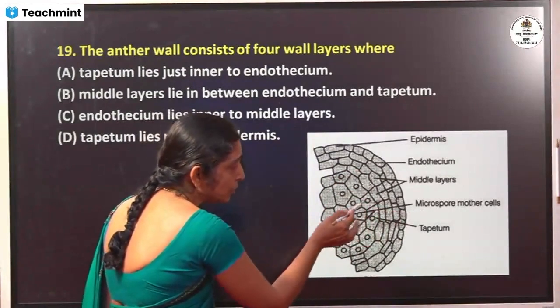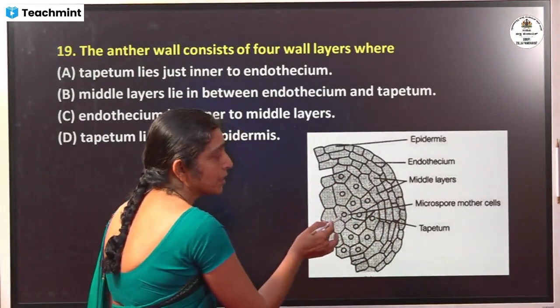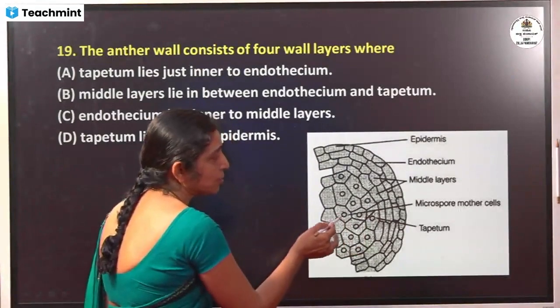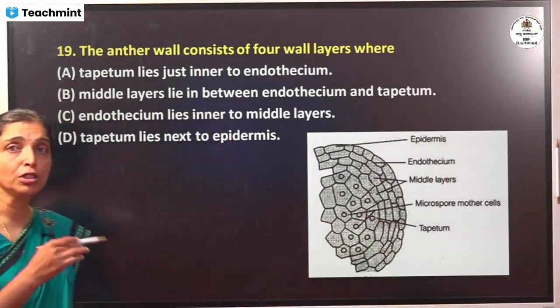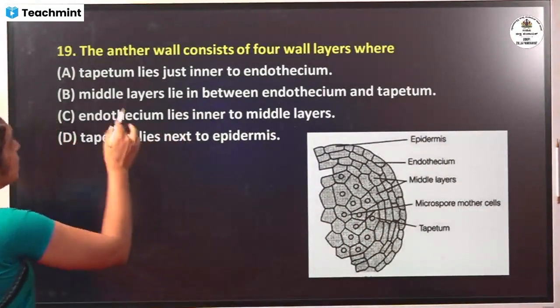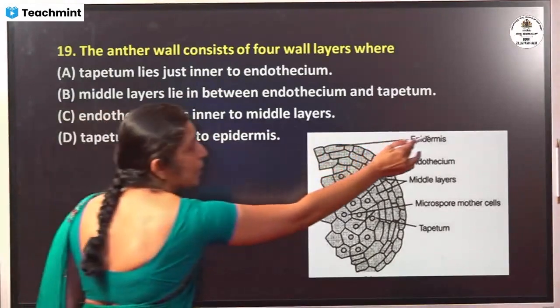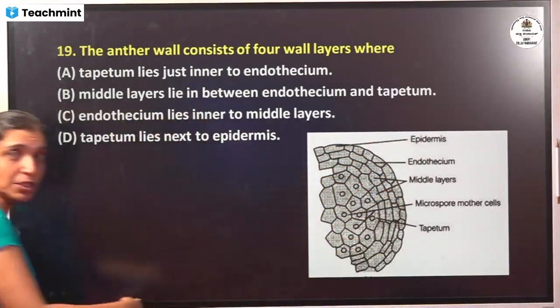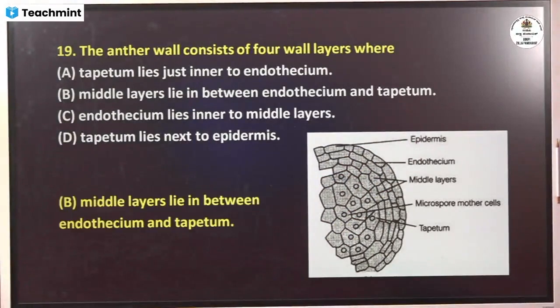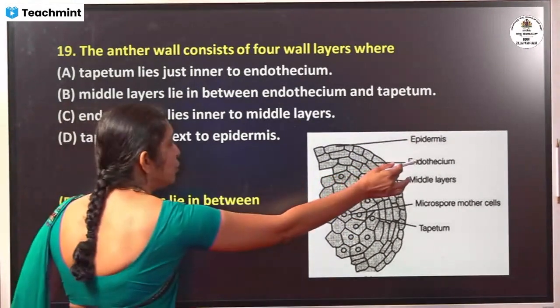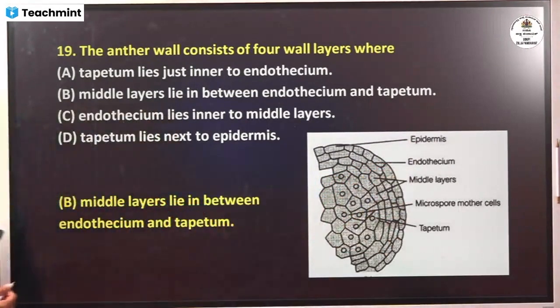Next to the middle layers, we have the tapetum, and next to the tapetum are the microspore mother cells. So definitely the question is, the anther wall consists of 4 layers where? So we have from epidermis, then the way it comes inside. So definitely the right answer over here is B, where the middle layers lie in between the endothecium and the tapetum.